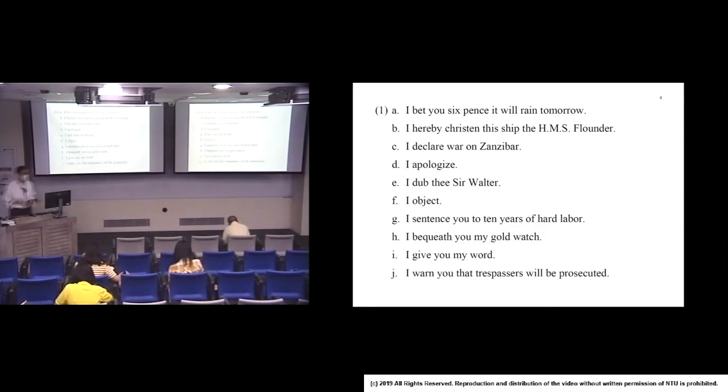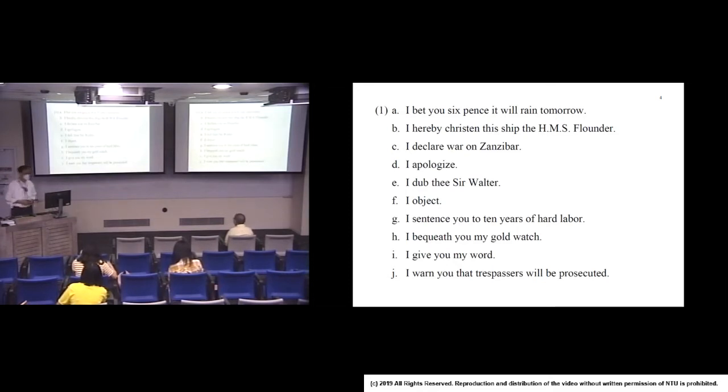Or I dub thee, Sir Walter, like when the queen takes a sword and smacks the guy on the shoulder and the head, and then she says, I dub thee, Sir Walter, and you become a Sir, a member of that elite in England. And dub just means a name, so you actually are given that name. And by her saying that, you get that name. Or I object. In a courtroom, the lawyer just says, I object, and by saying I object, he's objecting. Or a judge saying, I sentence you to 10 years of hard labor, by saying that, he is sentencing the person. In a will, if you write, I bequeath you my gold watch, then you have legally given the watch to that person. I give you my word, and you promise, then by saying I give you my word, you have given your word, and you have promised.